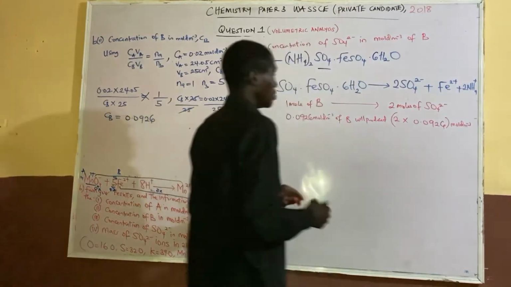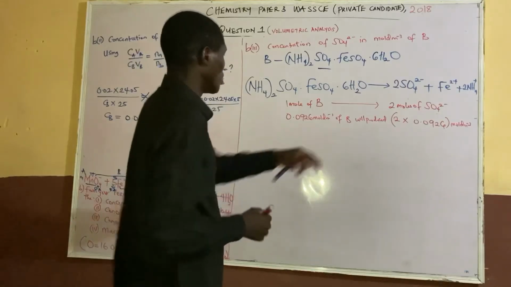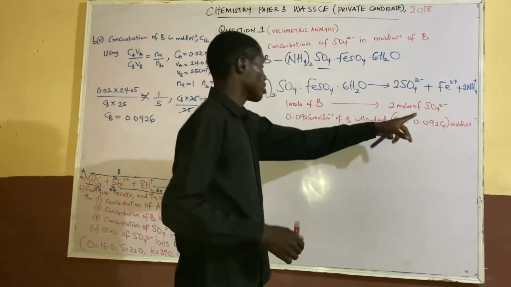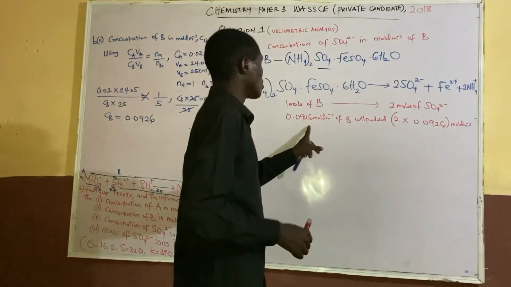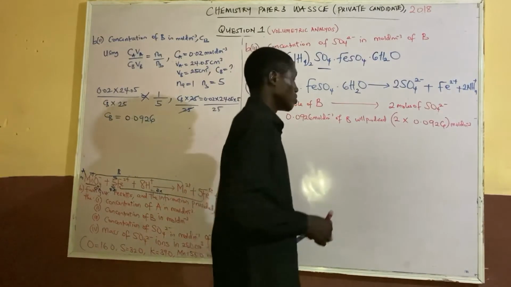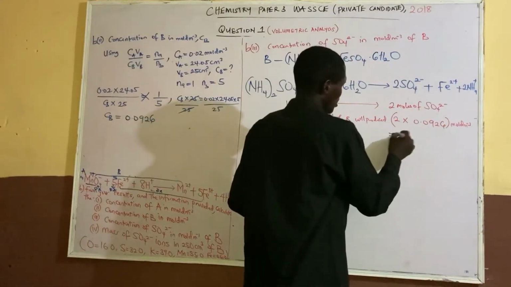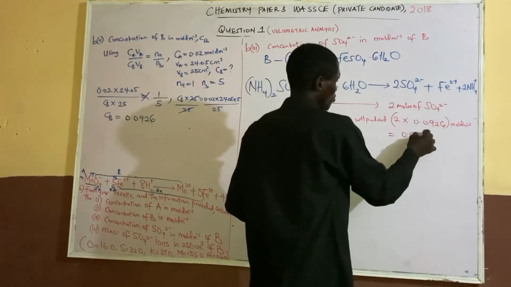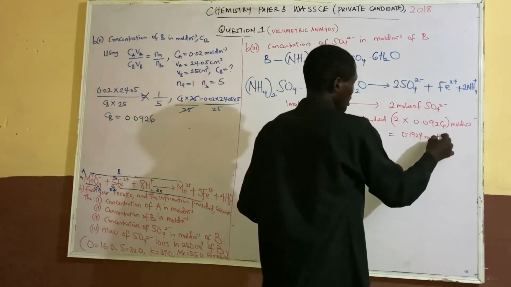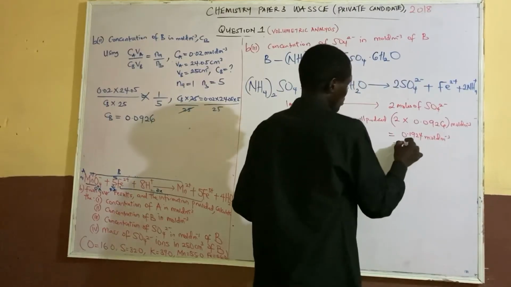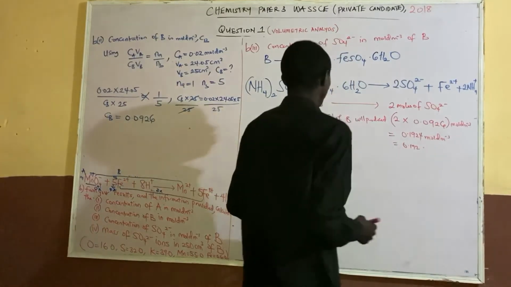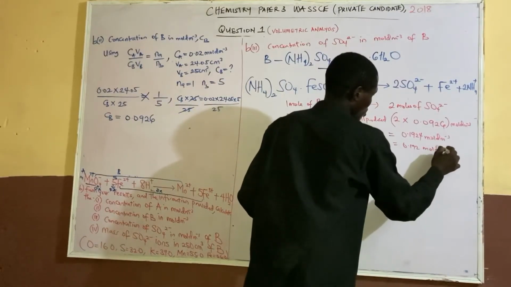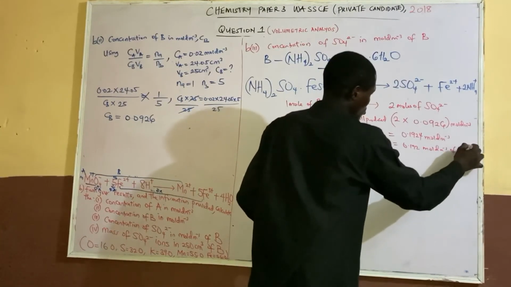Mole per dm cube. So if 1 mole of B gives this, then we give 2 moles of SO4 2 minus, 0.0926 mole per dm cube of what? To give this one we produce it. So we have 2 times this, we have 0.1924 mole per dm cube, approximately equivalent to 0.192 mole per dm cube of SO4 2 minus.